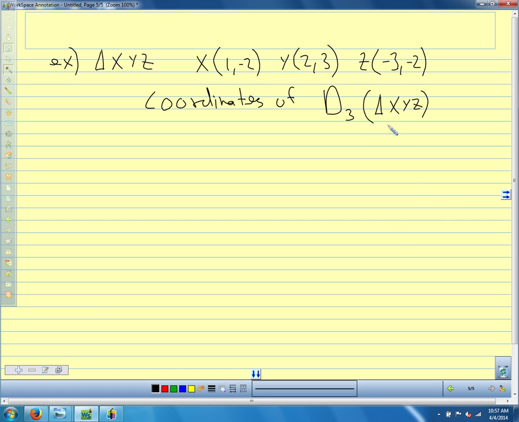Well, let's figure out what this transformation is asking us to do. What is D3 of triangle XYZ telling us to do? Our D tells us we're doing a dilation. The 3 tells us scale factor is 3. And scale factor 3 tells us to do what? What are we doing with the 3? Multiplying. This is telling us multiply everything by 3.